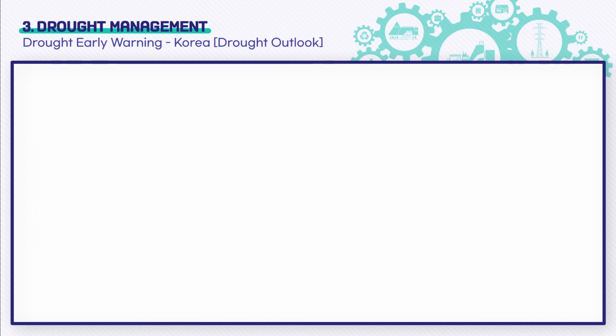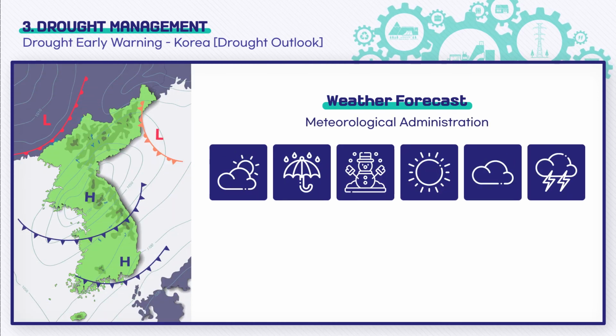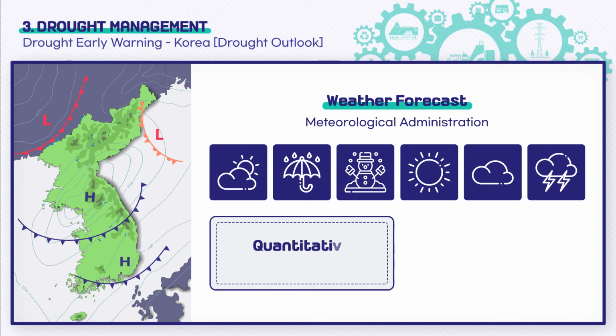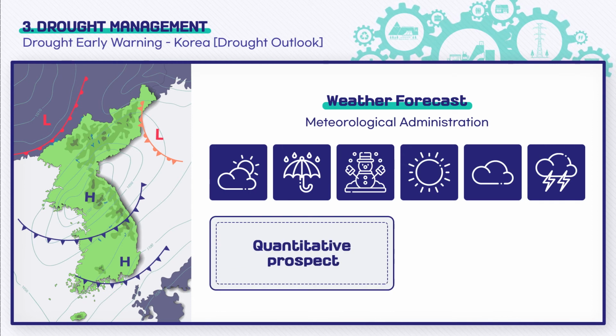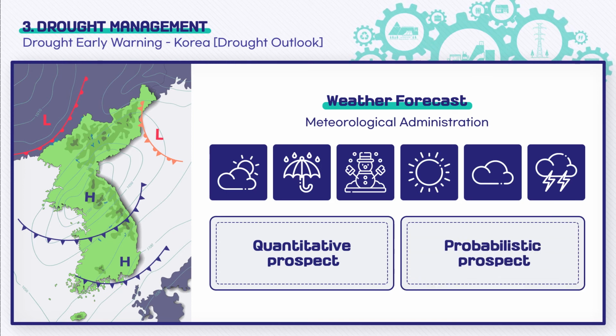Next, the method of forecasting droughts. To forecast droughts, there is a need to understand the weather. The Korean Meteorological Administration produces and shares weather forecasts for each week, each month, and 1, 3, and 5 months each season. Such weather forecasts are categorized into quantitative prospect of prospecting how many millimeters of rain will fall, and probabilistic prospect of prospecting whether there is more, less, or similar to the annual average.